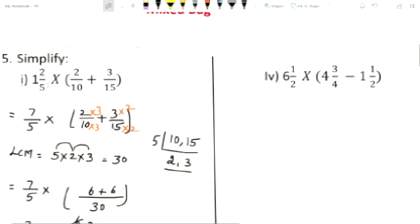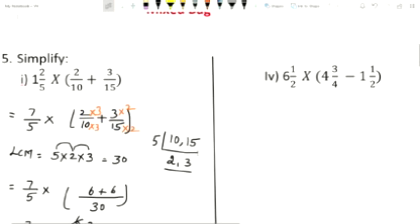So 1 2/5 into (2/10 + 3/15). Convert this mixed fraction into an improper fraction. 5 ones are 5, 5 plus 2, 7. 7/5 into (2/10 + 3/15). First we need to simplify the bracket. See the denominators, here the denominators are different, so we have to take the LCM.